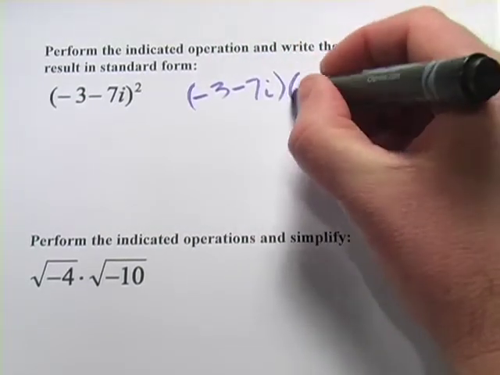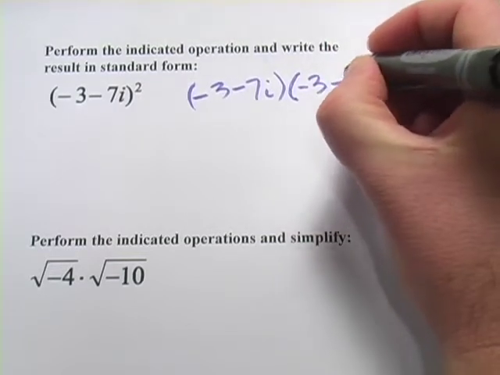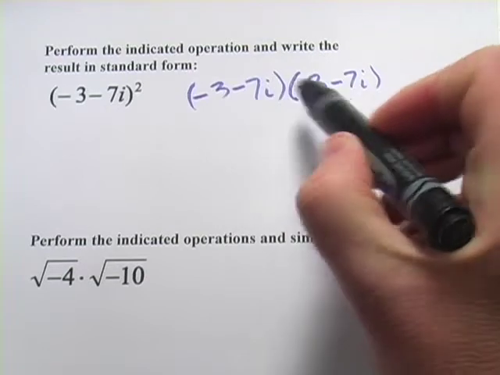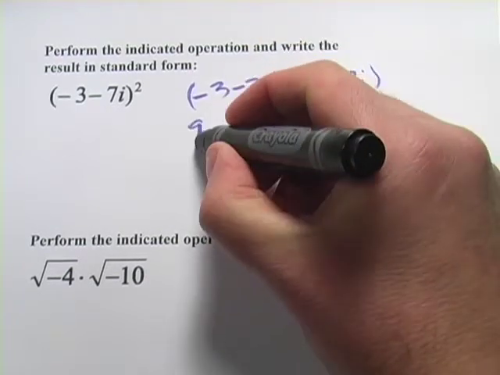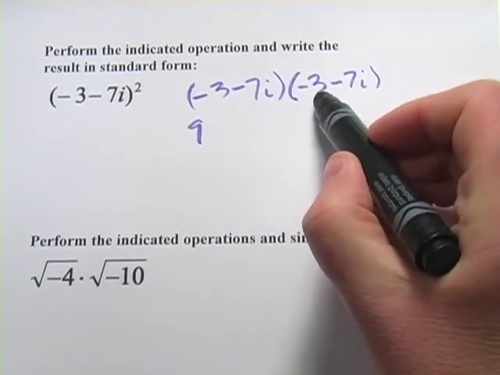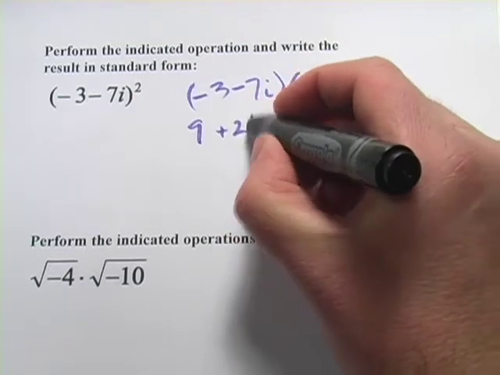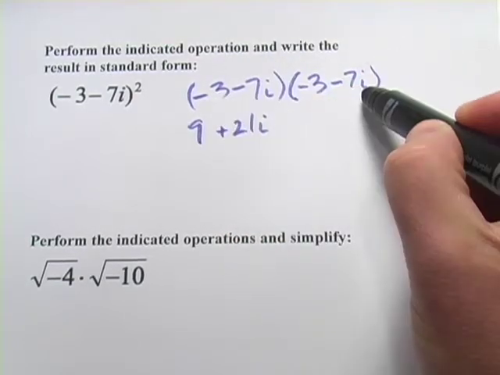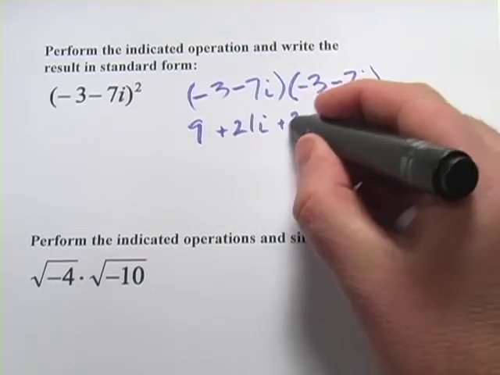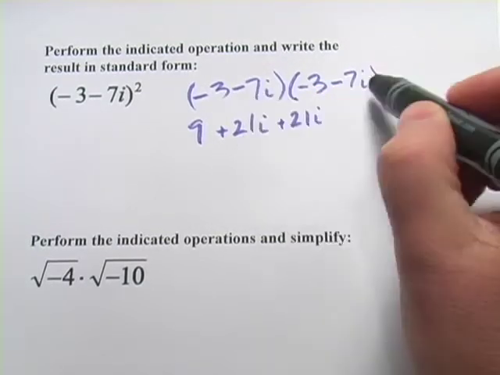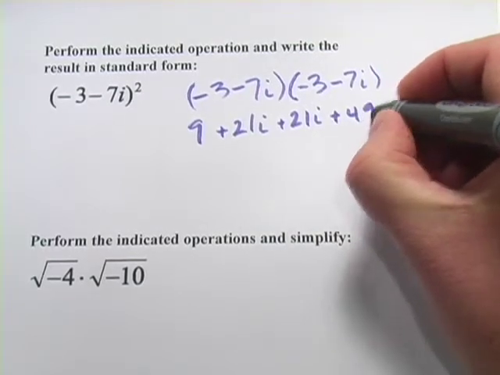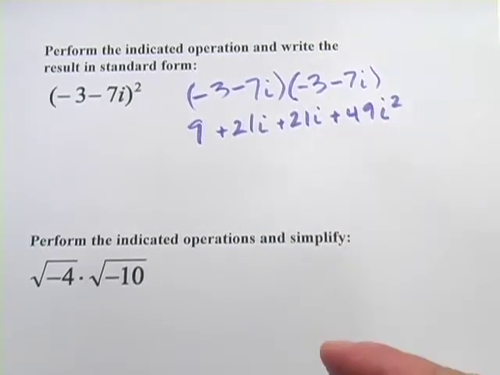Something squared is multiplied by itself. So we're just going to FOIL this the way we would any kind of binomial. So we've got -3 times -3, that's a positive 9. Negative 7i times a -3, that's a plus 21i. Let's do the outer terms. We've got -3 times a -7i, that's again plus 21i. And then our last term's -7i times -7i, that's going to be a positive 49i squared.